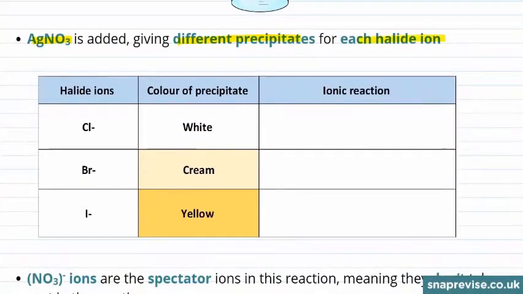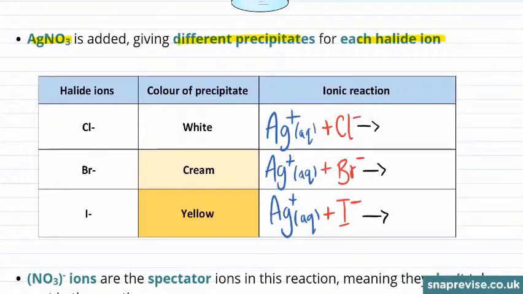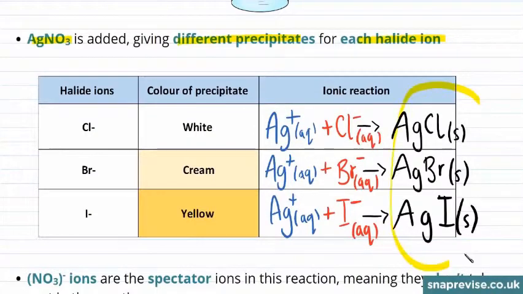In this table you can see the halide ion as well as the colour of the precipitate given after the reaction with silver nitrate. If chloride ions are present, the precipitate will be white. If bromide ions are present, the precipitate will be cream. And if it's iodide ions that are present, the precipitate will be yellow. In each case, silver cations Ag+ are reacting with the halide ion in order to form an insoluble salt. And it's these salts which we see as the precipitates formed in the reaction.